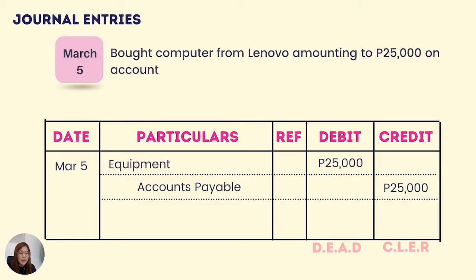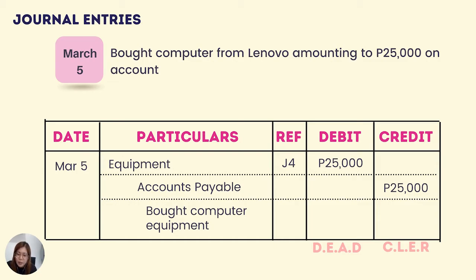And we've mentioned to increase the liabilities. Kung gusto natin mag-increase ang liabilities, anong ginagawa natin? Tingnan natin dun sa C.L.E.R. We credit it. Okay? So, let's put the amount of accounts payable in the credit column to increase the liabilities. Gets?